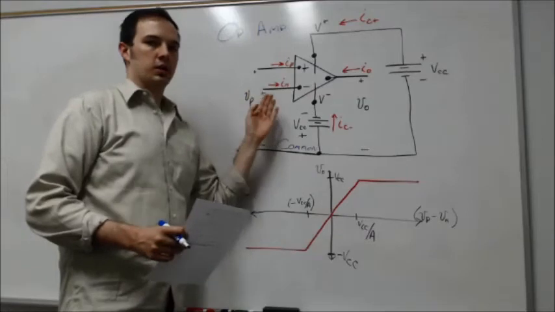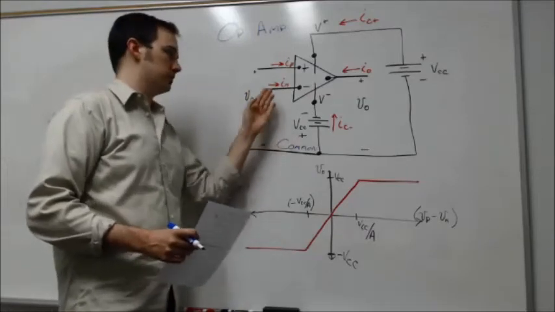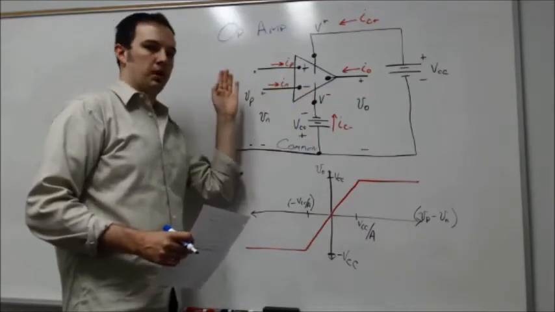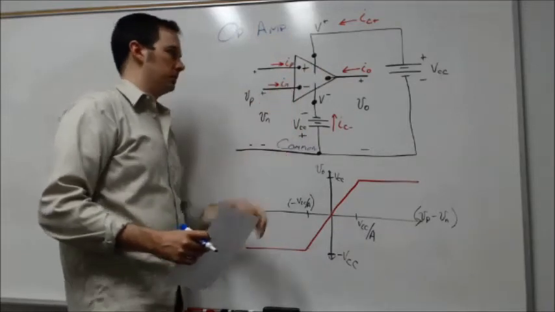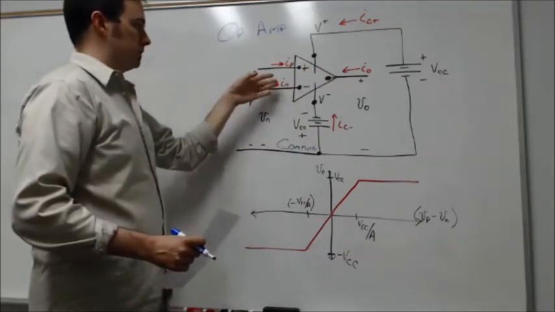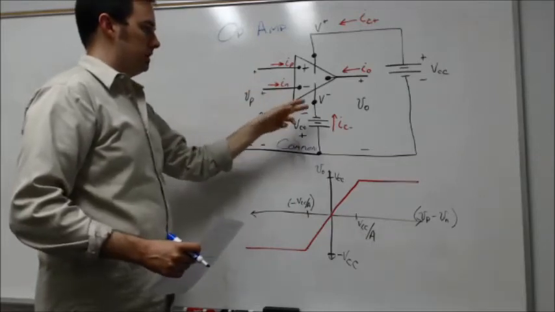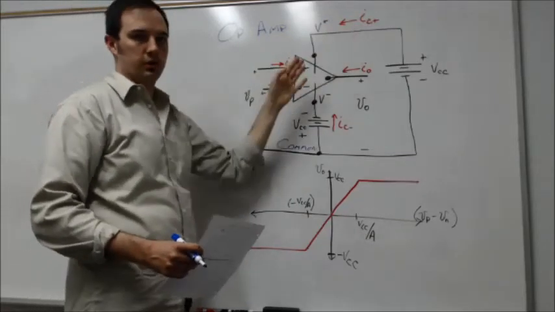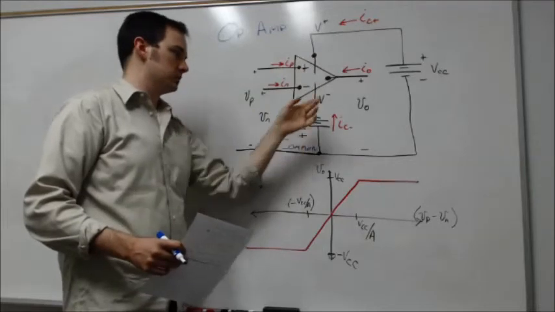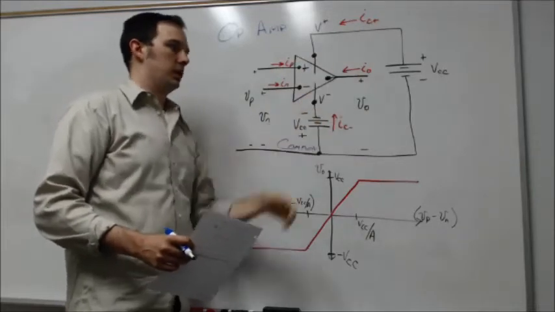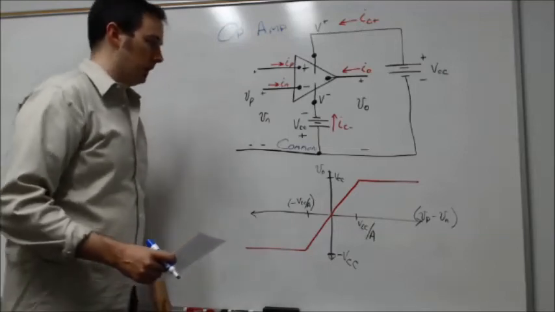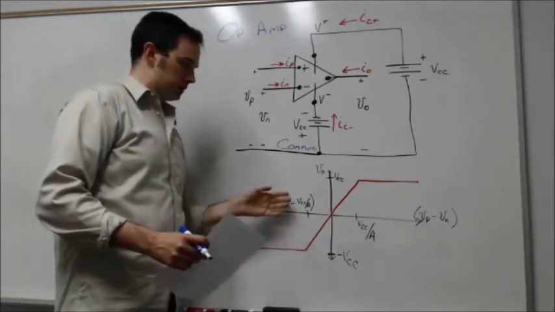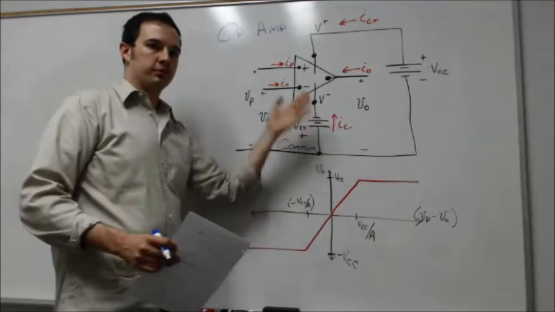We talked about currents and how those are defined in relationship to the op-amp. Bottom line is all the currents at each node are assumed to be going into the op-amp. That's important to keep in mind with IP, IN, IC minus, and IC plus for the currents coming from the sources VCC plus and minus, and then I0 in regards to the output terminal.